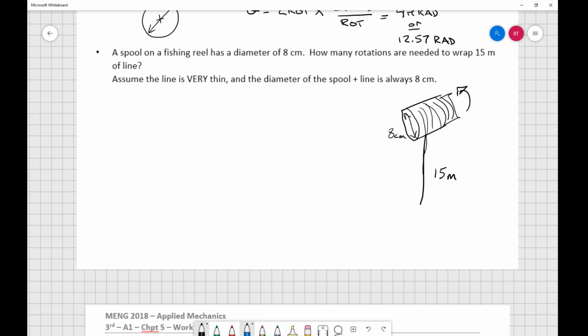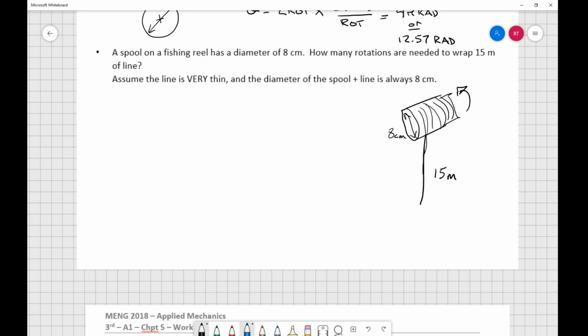I'm going to assume the line is very thin, so as I wind line on there, it doesn't build in diameter and keep increasing like a real spool might do. How many rotations are needed to wrap 15 meters of line onto this reel?